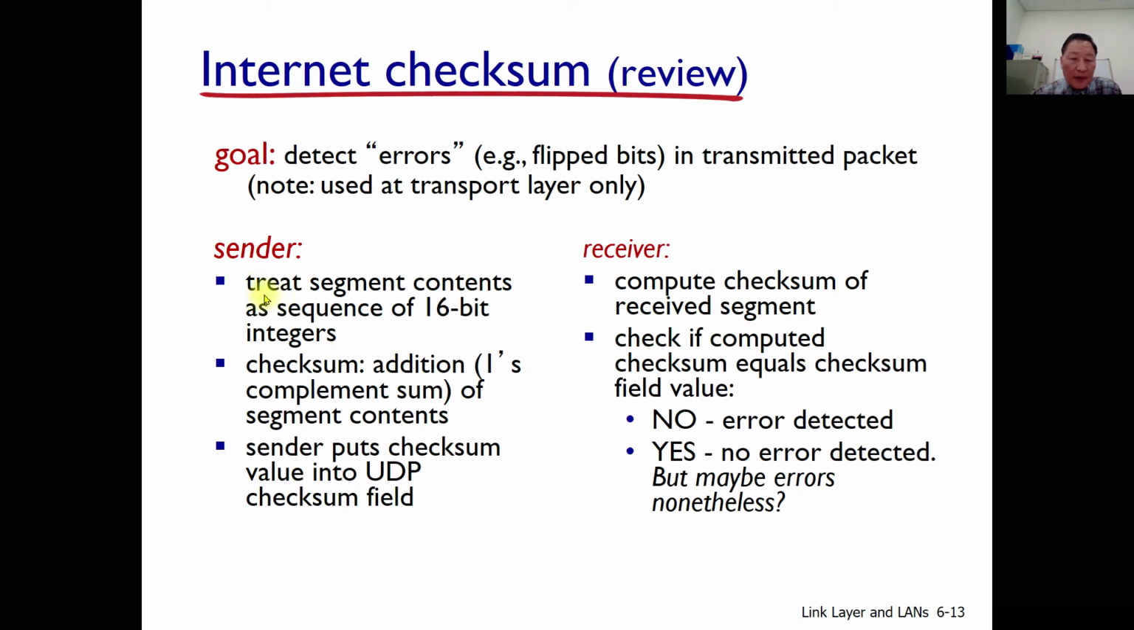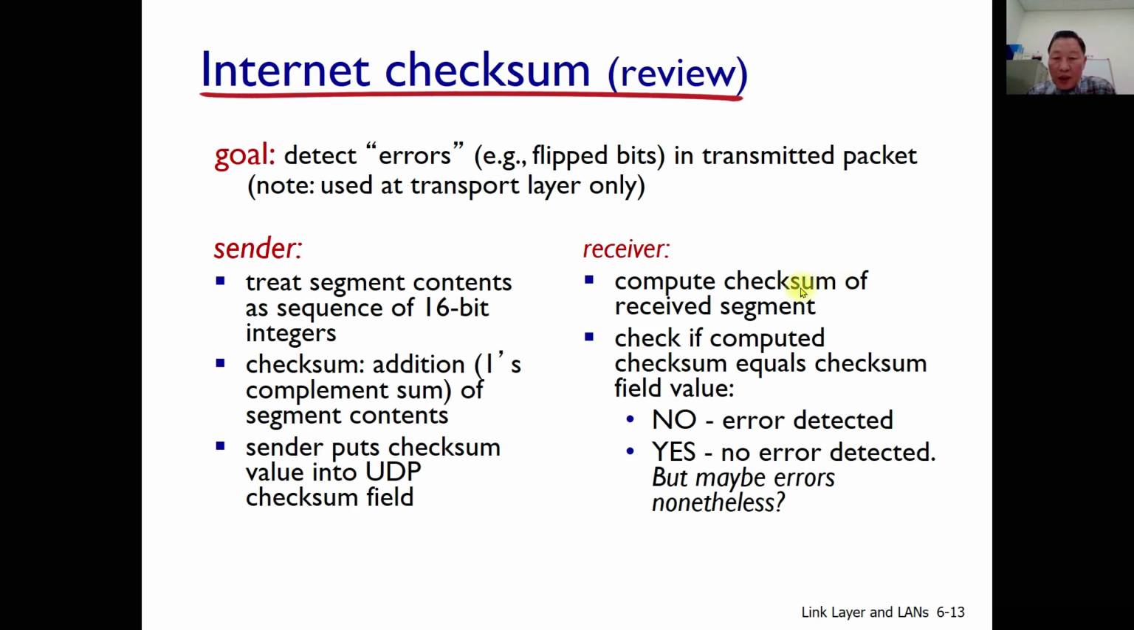To remind, the sender treats the segment contents as a sequence of 16-bit integers, as we learned already. For the checksum, we use the addition of the segment contents. The sender puts the checksum value into the UDP checksum field or the TCP checksum field, depending on our transport layer protocol.